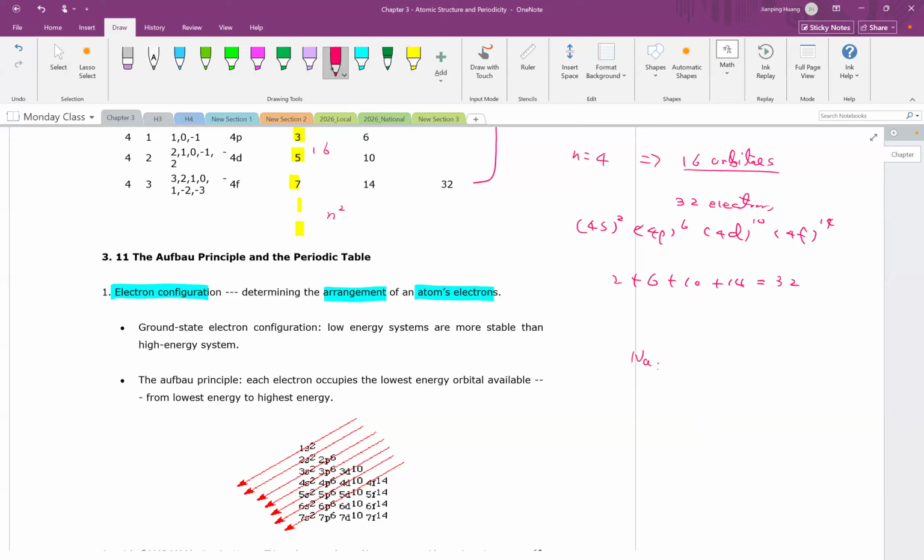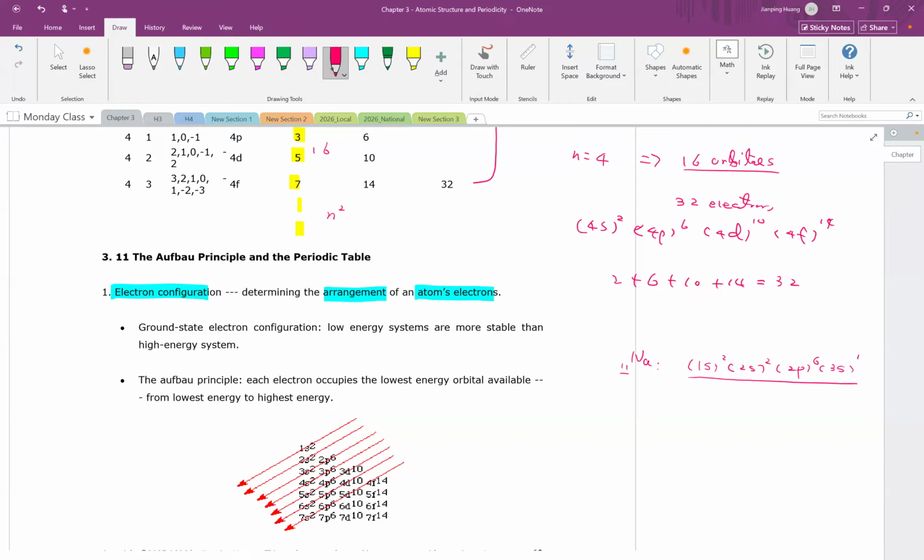Such as sodium. How many electrons, please? Sodium, you have 11 electrons. Now, how are you going to put these 11 electrons into the orbitals? How can you do that? Now, we're going to learn it. Let me show you first. That should be 1s2, 2s2, 2p6, 3s1. And that's called electron configuration.